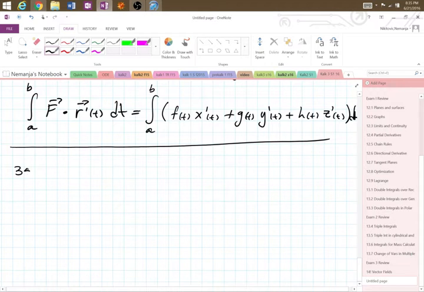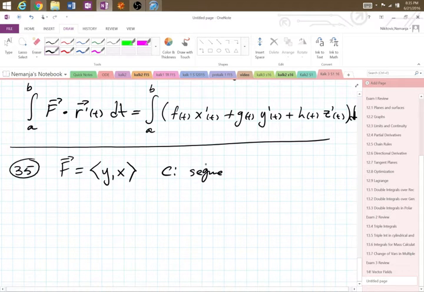So here's problem 35. We have the vector field given as y comma x. So that's the vector field. And line C is the line segment from 1, 1 to 5, 10.